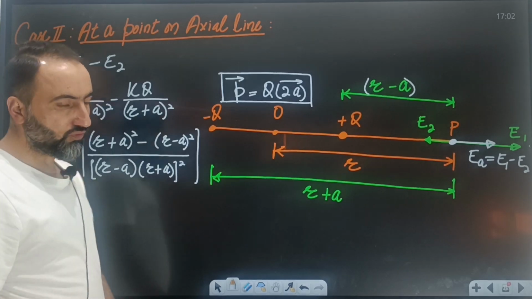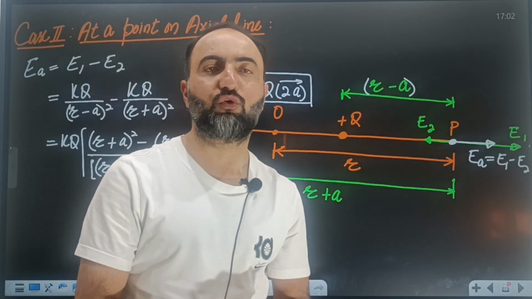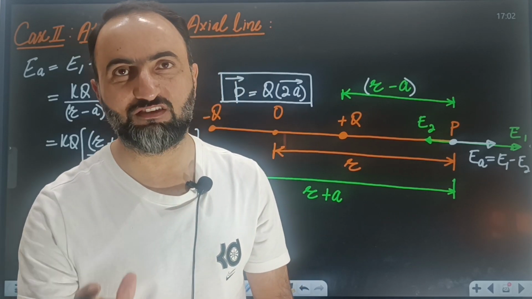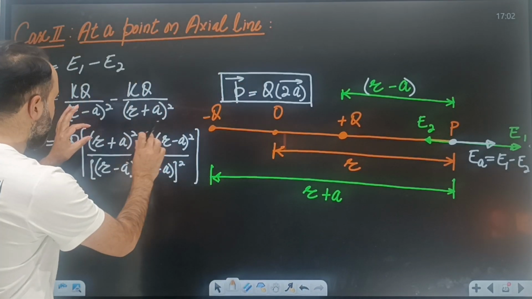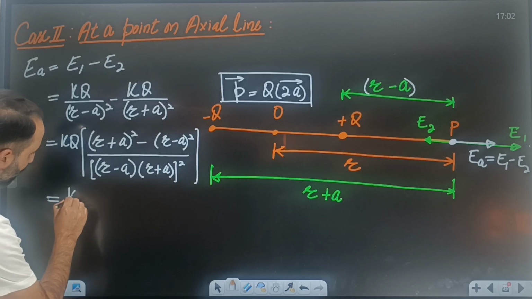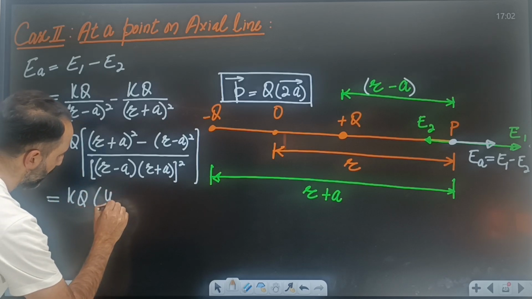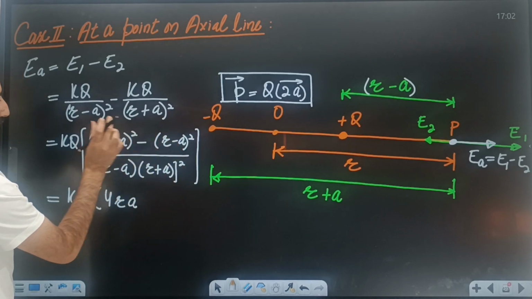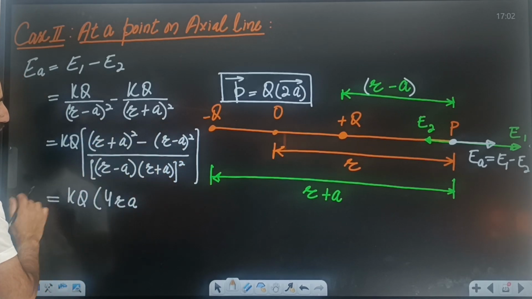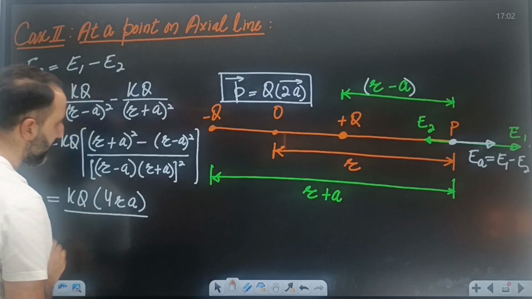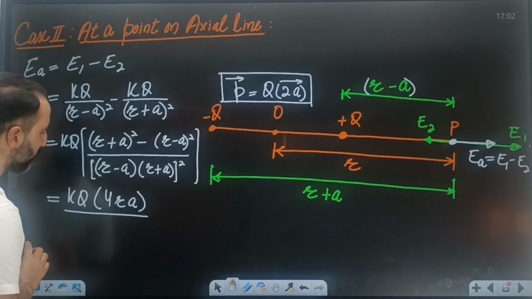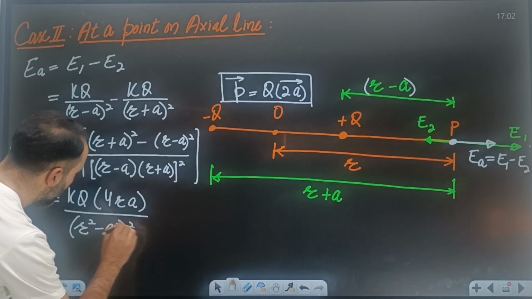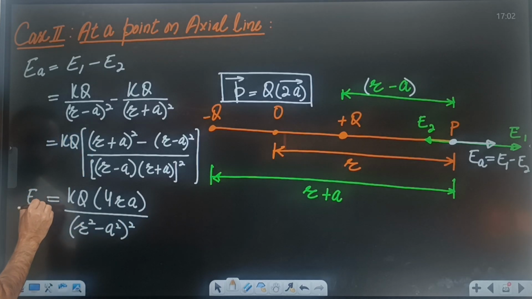All right. Now you know that (a plus b) whole square is equal to a square plus b square plus 2ab. What about (a minus b) whole square? That's a square plus b square minus 2ab. Once you solve this, the exact result you will get is simply 4 times ra, because a square will cancel with a square, b square will cancel with b square, twice ra and twice ra will become 4 times ra. Divided by, फिर आपको पता होना चाहिए (a minus b) into (a plus b) होता है किसके बराबर? a square minus b square, whole square. All right. So this is the electric field on the axial line.